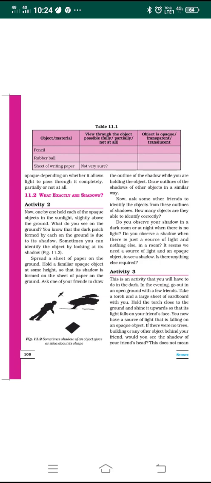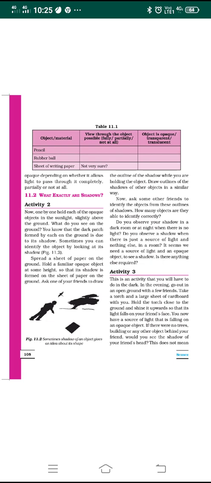Now observe your shadow in a dark room at night. Even in a dark room you can find your shadow, when there is just a source of light and nothing else in the room. Then also you can see the shadow. So it seems that we would need a source of light and an opaque object to see a shadow.